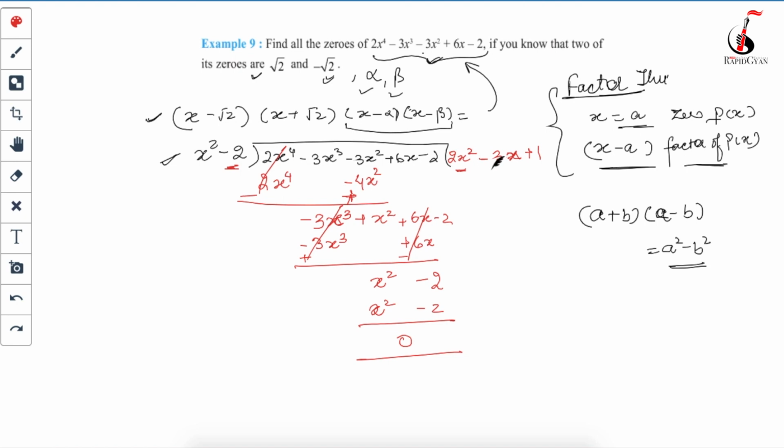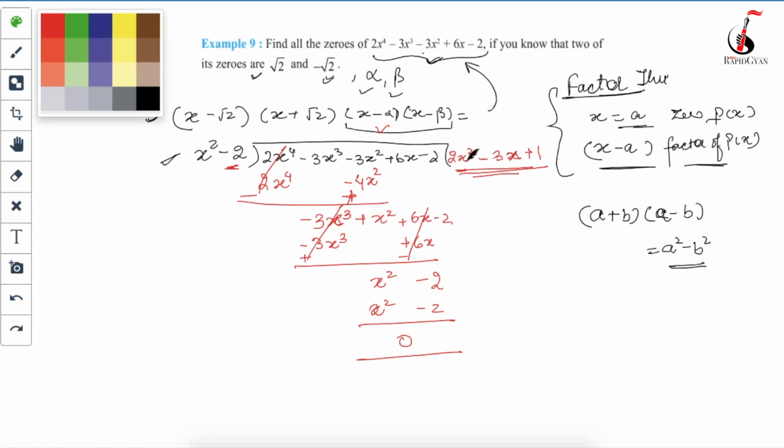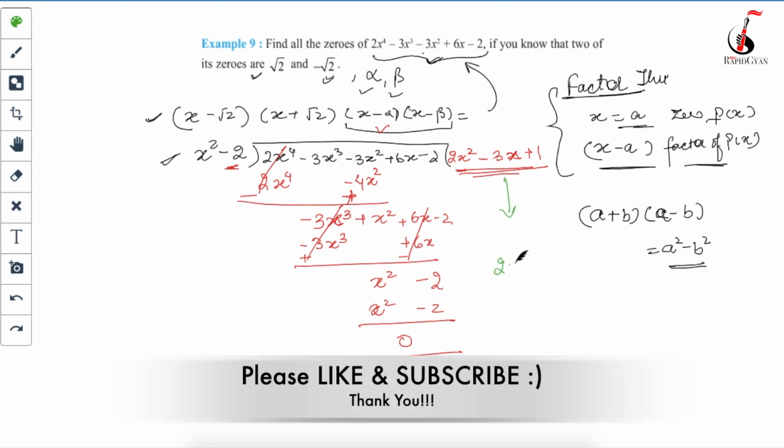So what is my answer? This 2x square minus 3x plus 1 is what beta? 2x square minus 3x plus 1 is nothing but x minus alpha and x minus beta. So now you will have to factor this. So I hope all of you know how to factorize a quadratic equation. This is a quadratic equation, correct? So by middle term splitting, I can write this as 2x square, and I am going to split the middle term, minus 3, which is minus 2x minus x plus 1.